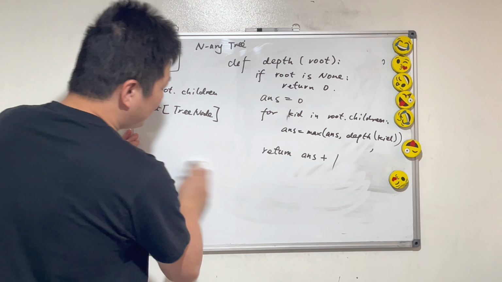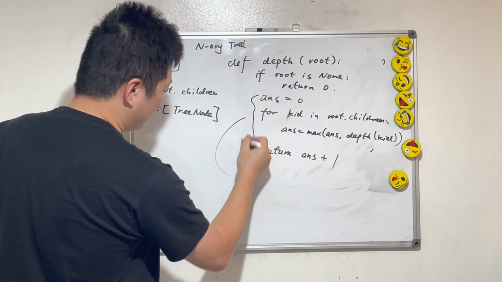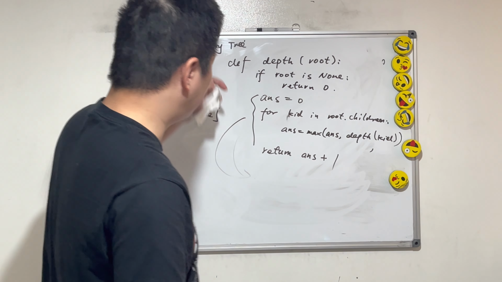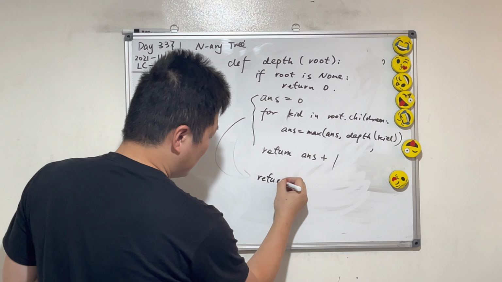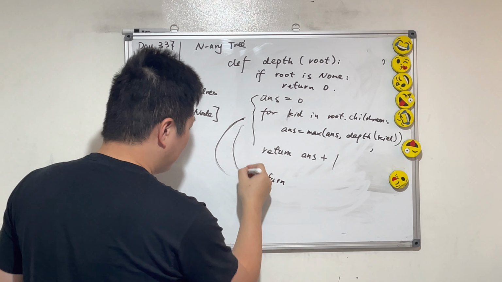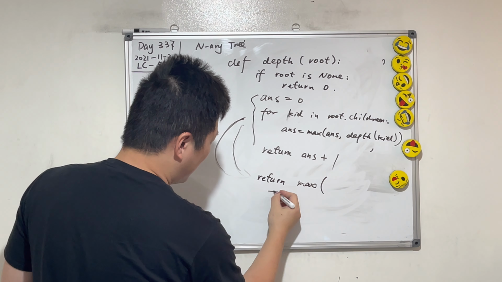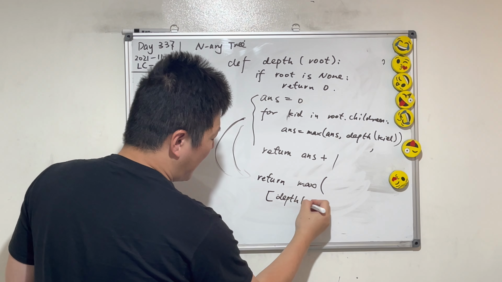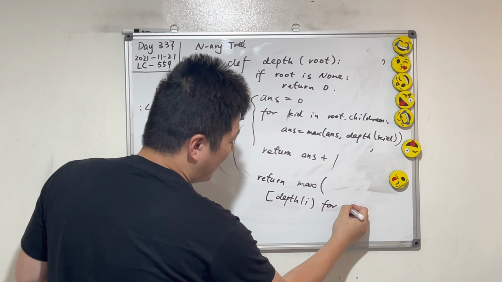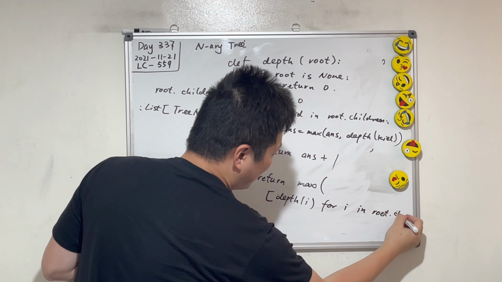Okay, so we can turn this into one line. We can just say return. Okay, this is one line. We can return max. We can use this max function. Max what? Depth i for i in root dot children, right? Yeah, you see?